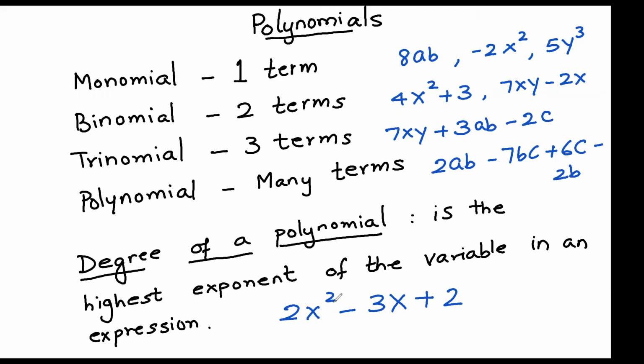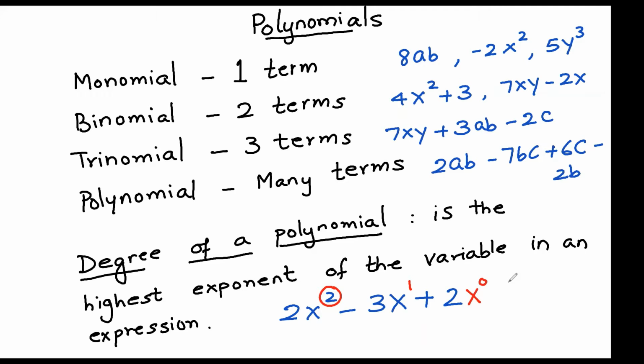So if you look at 2x squared, the exponent here is 2, right? So the exponent here is 2. If you look at negative 3x, the exponent here is 1. When you don't have any exponent for x, that means the exponent is 1. And when you look at the third term, which is 2, you see that there is no variable. So what is the exponent of the variable in here? It is simply x to the power of 0. When you don't have any variable and you have only a constant, that means the exponent of the variable is actually 0.